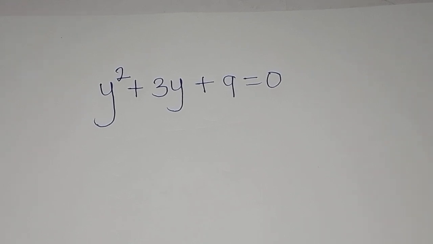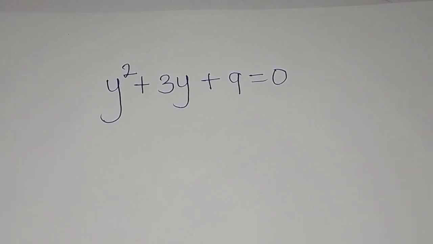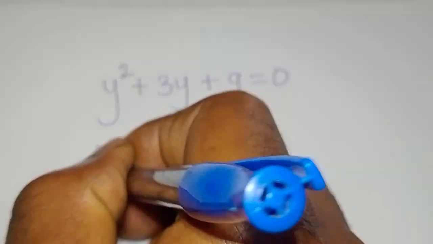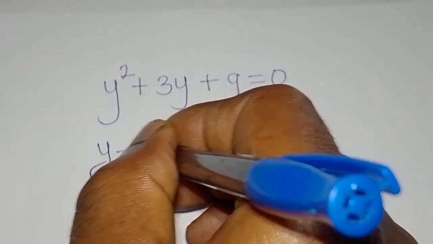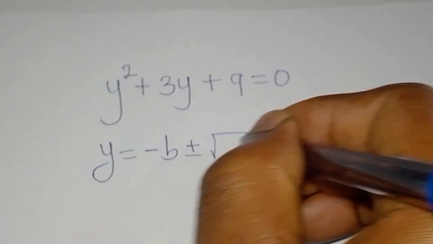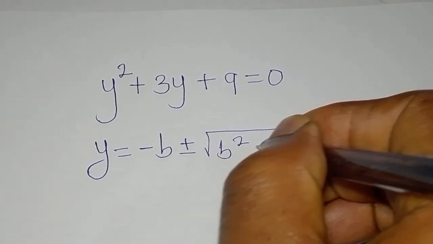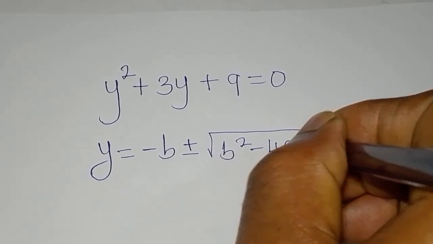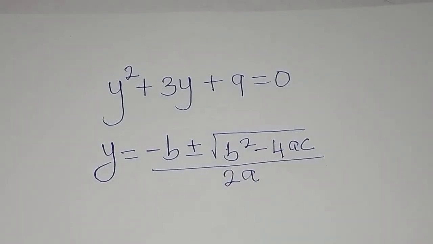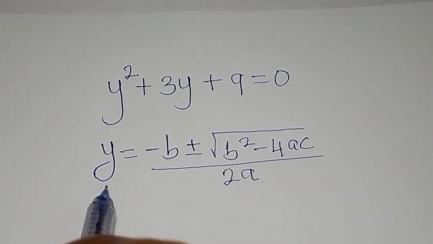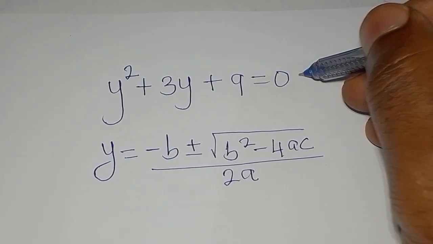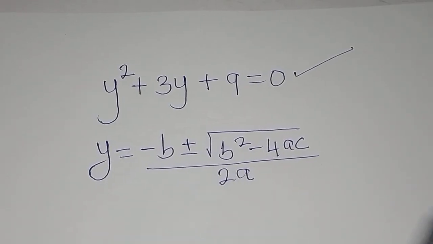Okay, so this is the quadratic equation. How do we solve it? We are going to use the formula, which is y equals minus b plus or minus the square root of b squared minus 4ac, all over 2 times a. Now, some of you will be expecting me to write x here, right? It is not always x. What you're looking for in the equation will be the subject.